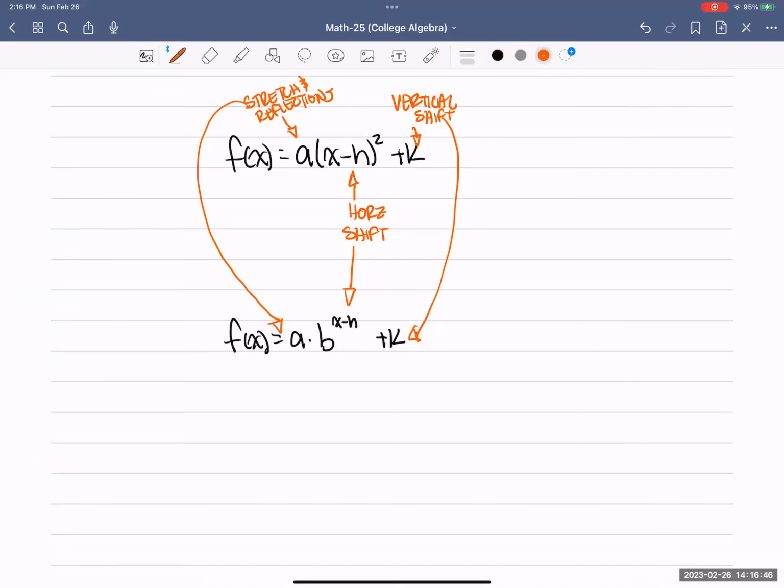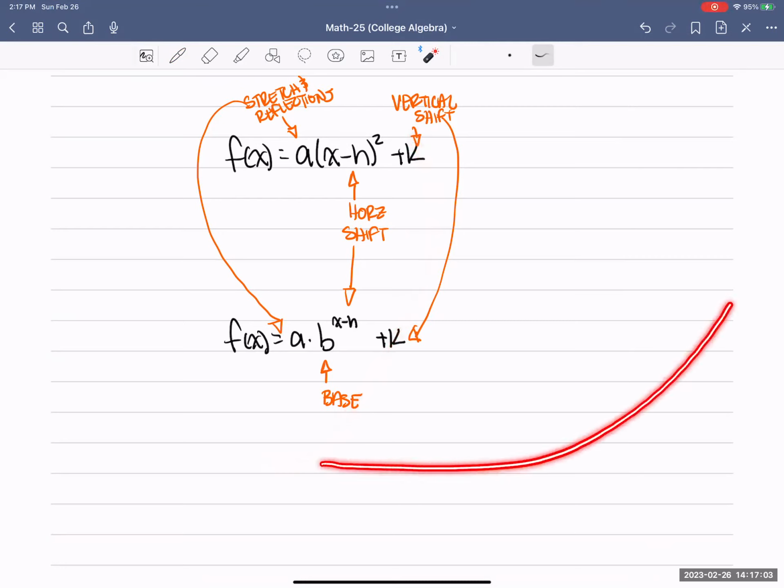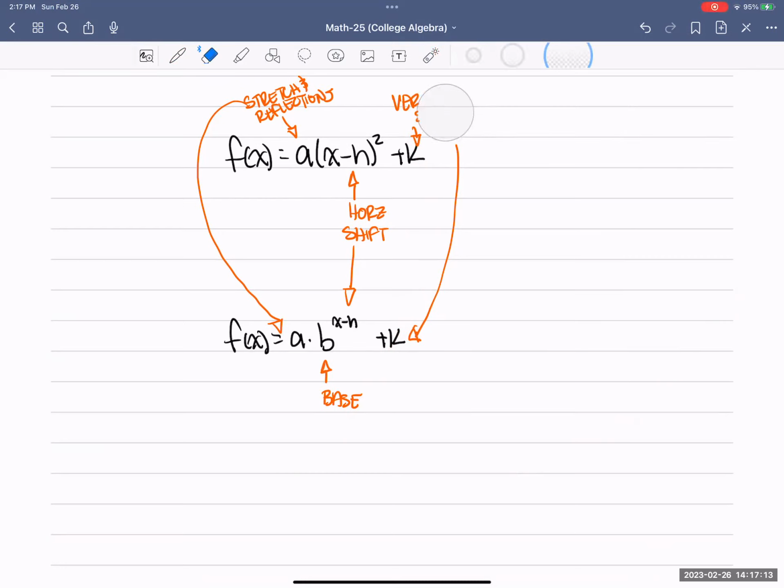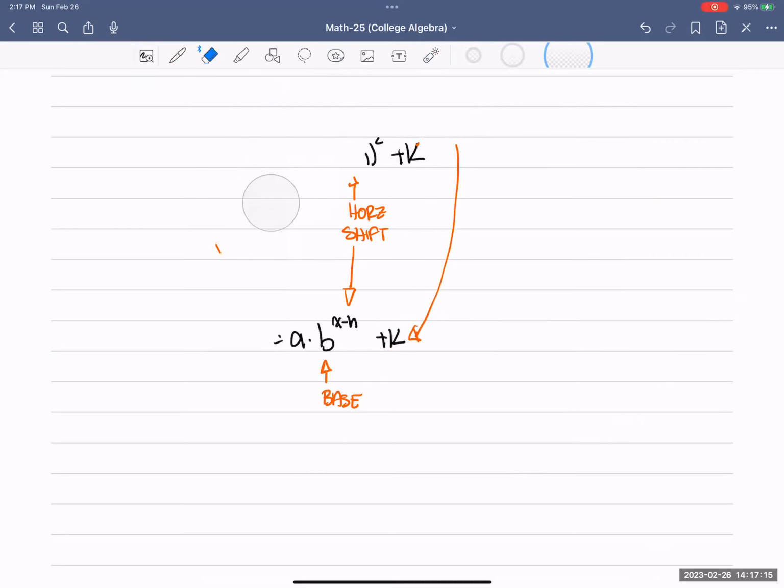B is the only new thing that we're talking about here. B is going to be our base. So the base is going to tell us how quickly we take off or how slowly we take off. So it's going to show us whether we have a function that looks like this or a function that looks like this. So slowly taking off versus quickly taking off. And with this knowledge, let's see what kind of shifts and translations we have with this function that they gave us.